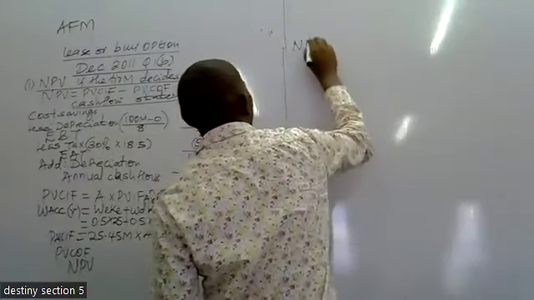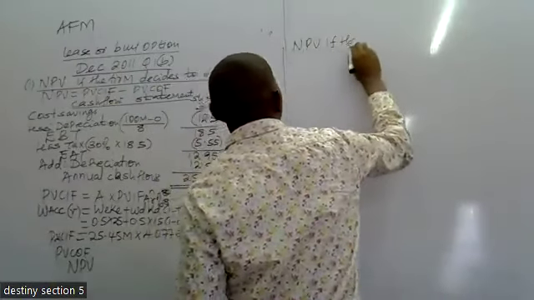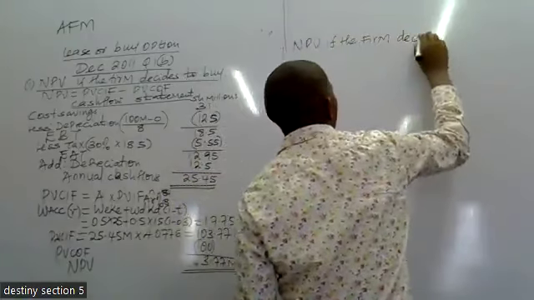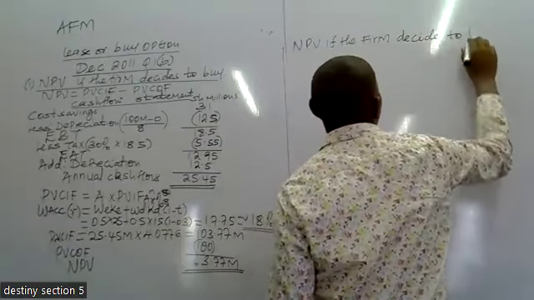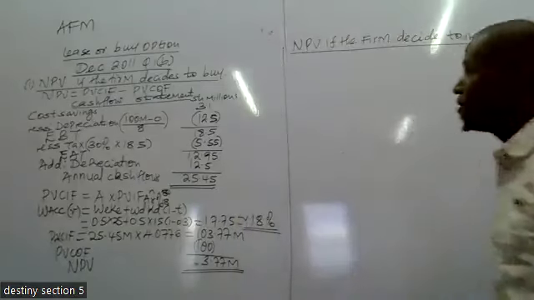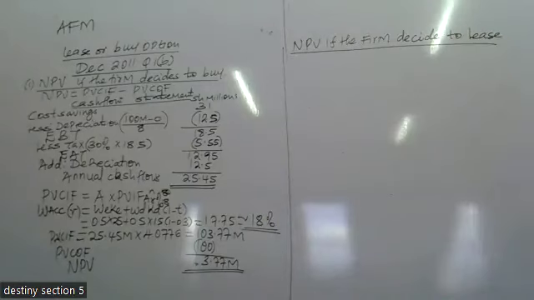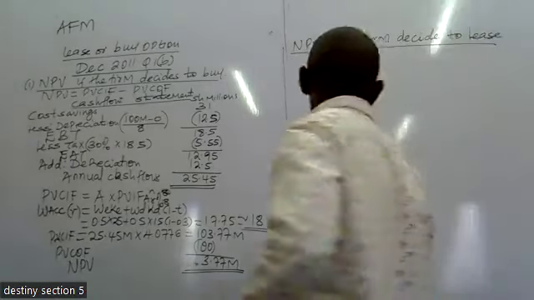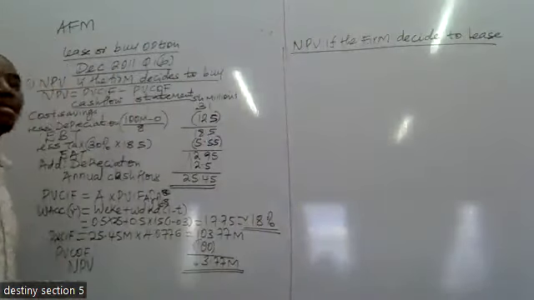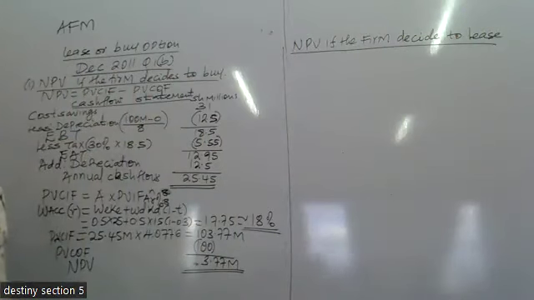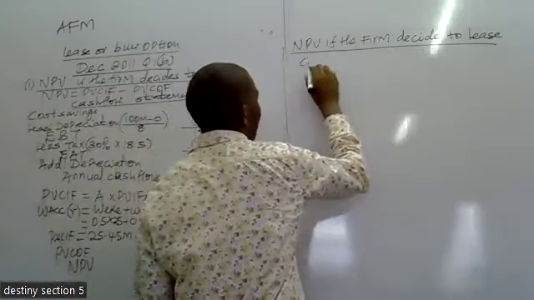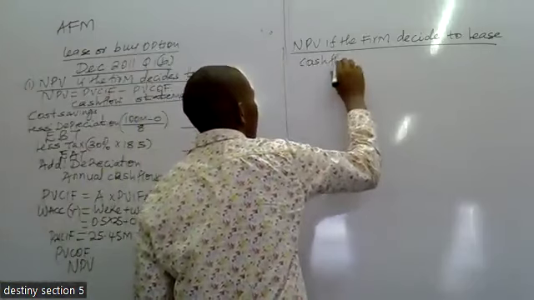So we also get the NBV if the farm decides to lease the machine. Now, if they decide to lease the machine, what we need to determine is now the cash flows again. So I'll just begin with the cash flow statement here.